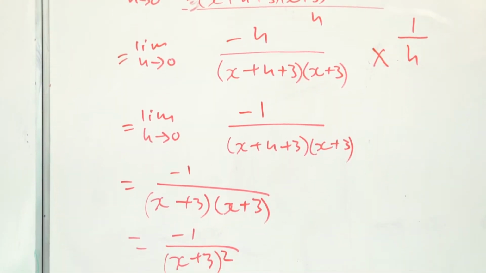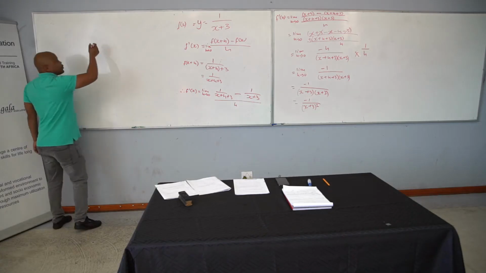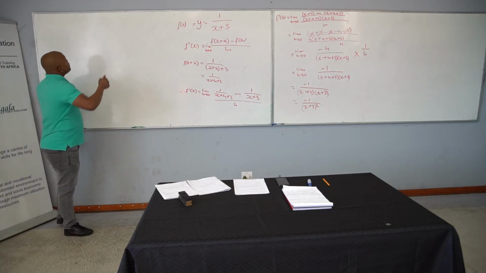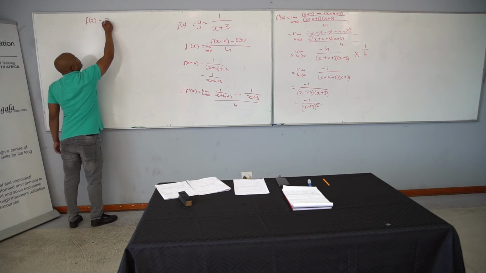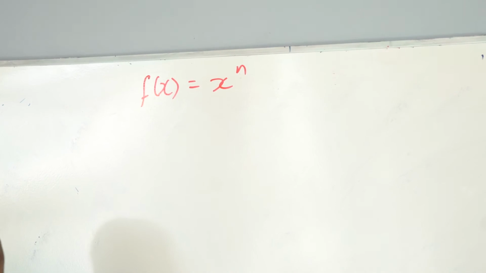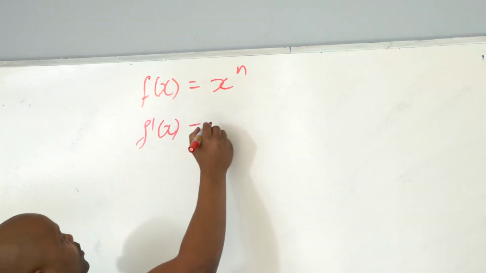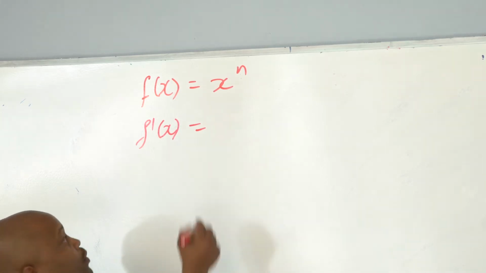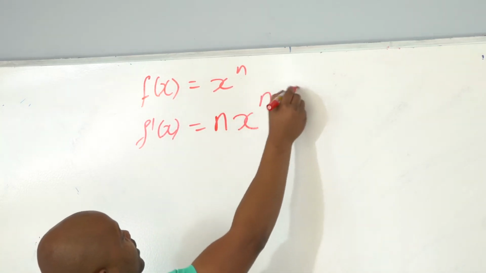So now, after learning about the first principle, we also learned about the power rule, or the derivative laws. The power rule just says if you have f(x) given as x to the power of n, and you were to differentiate that, you'll have f'(x), which is going to be, you transpose the n down, and this becomes x to the power of n minus 1.